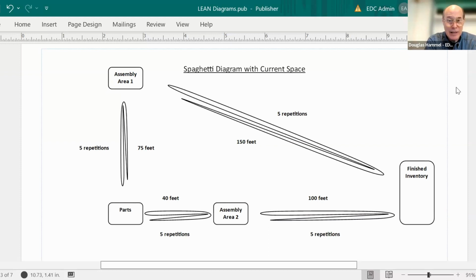The other thing is that in their assembly areas, these finished packages were stacking up. That's why the work in process was so high, because there were 100 packages between the 2 stations sitting there waiting to be transported to the finished goods. So with a spaghetti diagram and a current space plan, you begin to see where some of the waste is. And the waste here is in time and distance, touch time and distance.